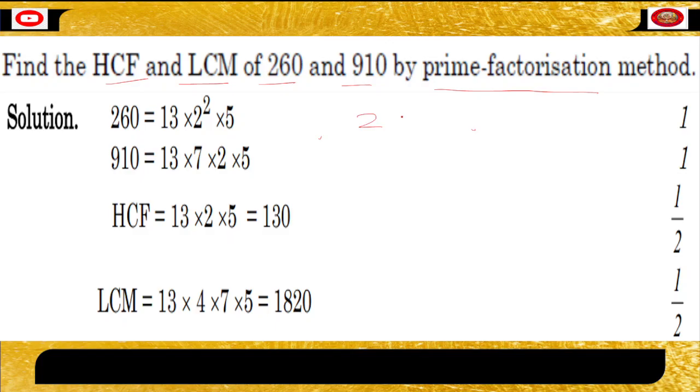Here is 260. 260 is in the table of 2. 2 ones are 2. 2 3s are 6, 0. 2 6s are 12. Here is 13. 13 minus 12 is 1. That 1 should be written here. Then 0 becomes 10. 2 5s are 10. Next is 5. 5 ones are 5. Here is 6. 6 minus 5 is 1. That 1 should be written here. Then 5 becomes 15. 5 3s are 15. Next, 13 ones are 13. That means 260 is written as 13 into 2 square into 5.